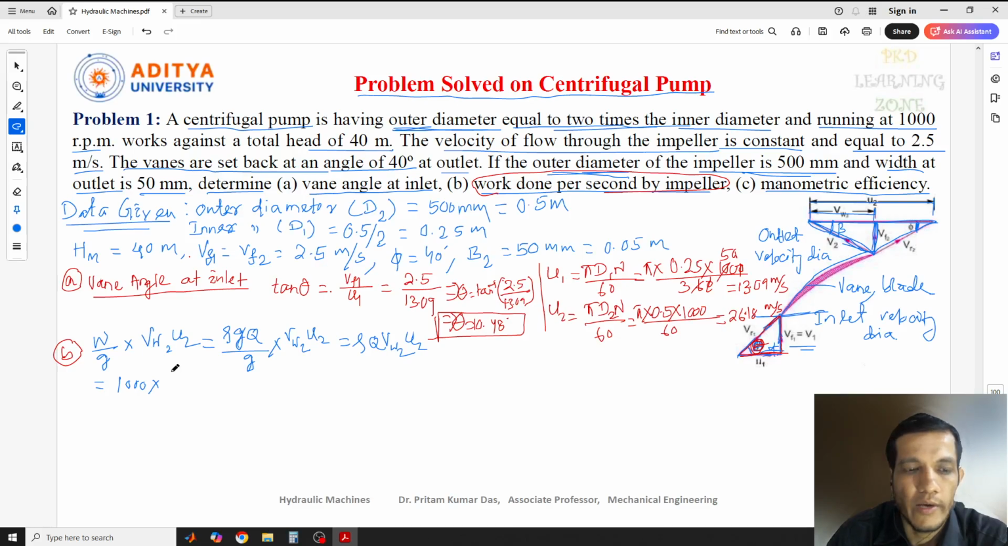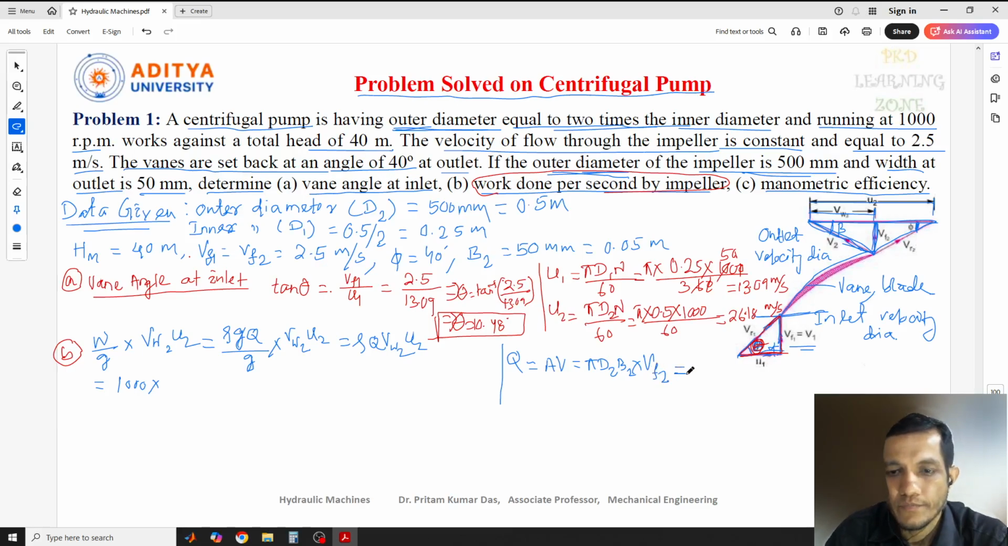Q value we have not identified till now, correct? One more is missing, that is Q. So here I'll find out the value of Q. Q is nothing but the discharge. How to calculate? We know Q equals area into velocity, AV. Here area is the impeller area at the outlet condition, that is pi D2 B2, pi into diameter into width. So at the outlet condition, Q is pi D2 B2 into the velocity, which is Vf2, the fluid velocity.